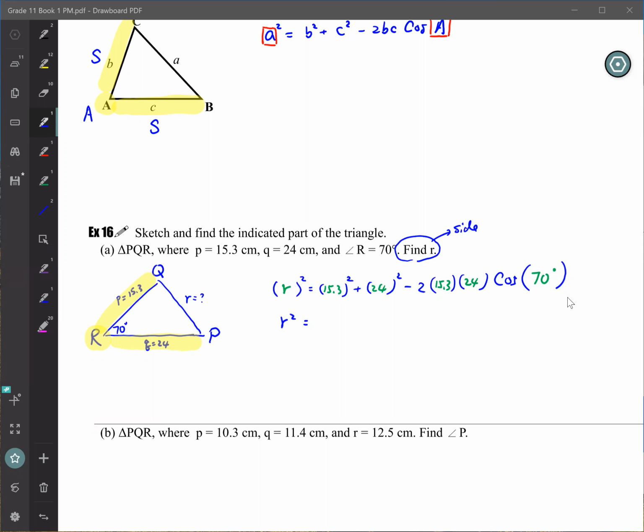You should get something like around 500 something, okay? Anyone has it yet? And please keep at least 3 decimal places, okay? Because it's not the final answer. Don't round it yet.